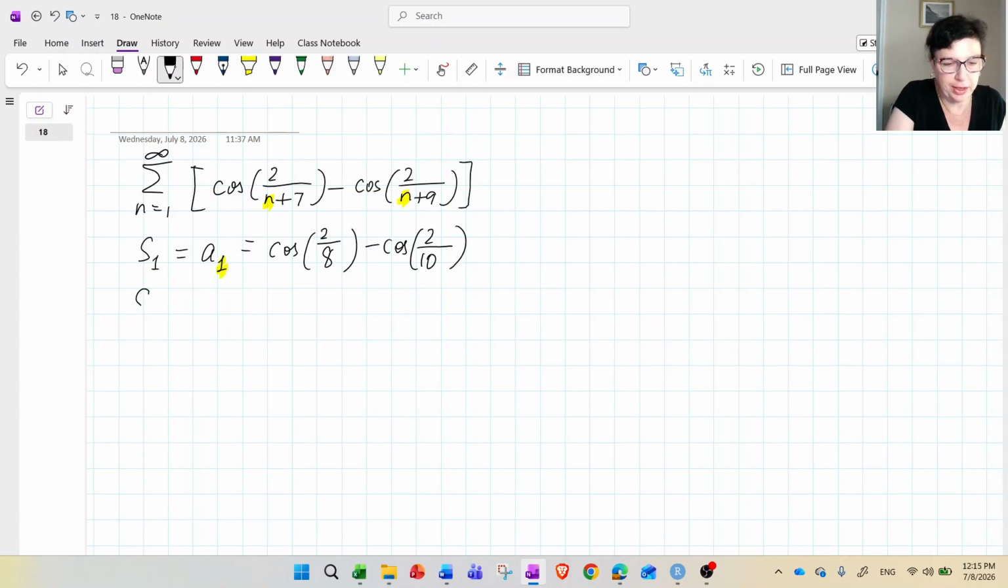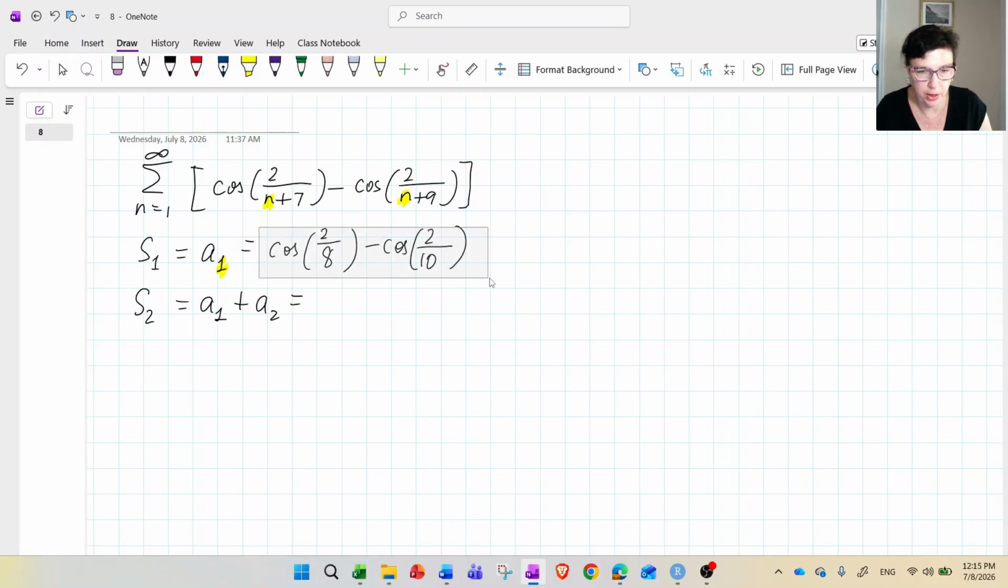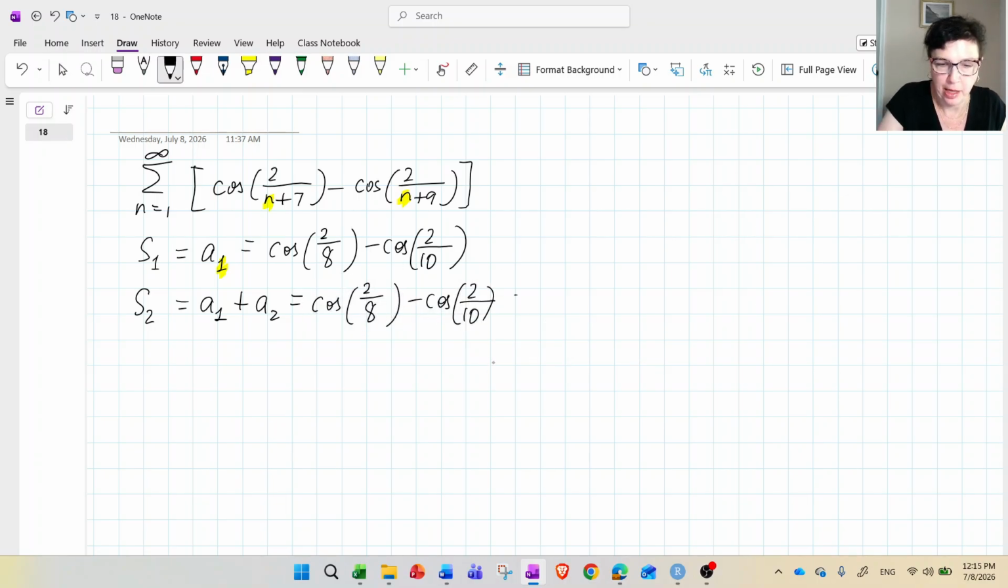Now let's look at the second partial sum. So this is A1 plus A2. So now we're just going to take what we got and copy paste that over here. And then the next part is to add A2, which means replace n with 2. So what is that going to be? Well, that's going to be cosine 2 divided by 9 minus cosine 2 divided by 11. So far nothing canceling.